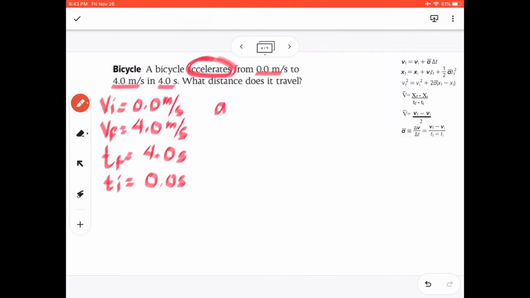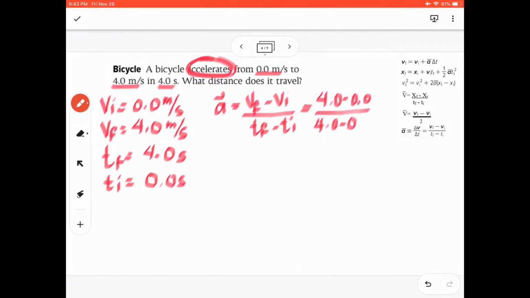What's the formula for acceleration? Acceleration is equal to VF minus VI divided by TF minus TI, which is already given. These values are already given and A is missing, so we can solve for A. Now substitute the values for VF and VI. VF is 4.0 minus 0.0 divided by, again, 4.0 for the time minus 0.0.